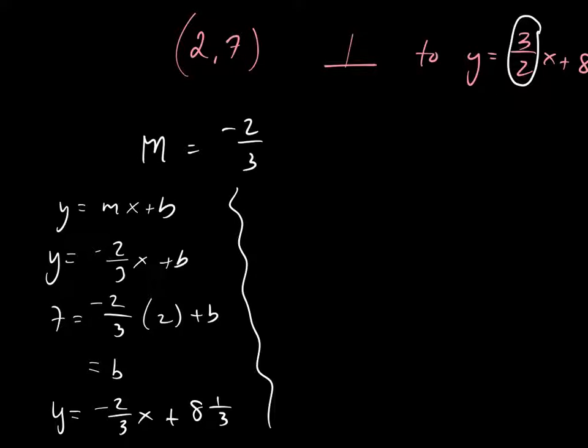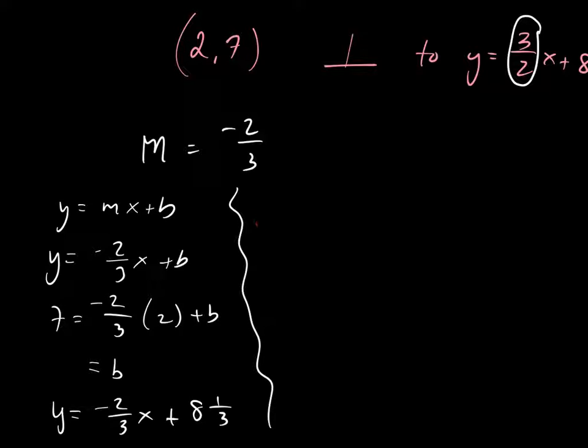What I did was I took this and made it really negative 4/3 right here. And 4/3 is 1 1/3. So if I add 1 1/3 over to 7, I'm going to get 8 1/3. So that's what I get from y equals mx plus b.